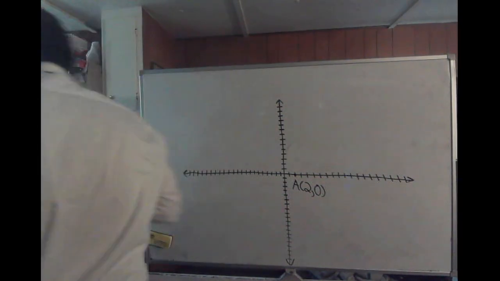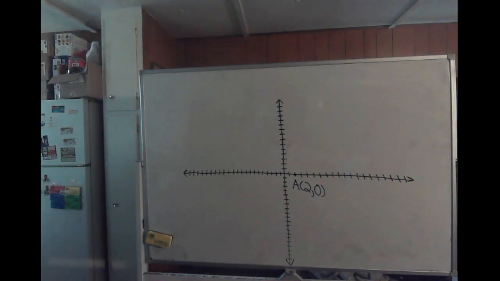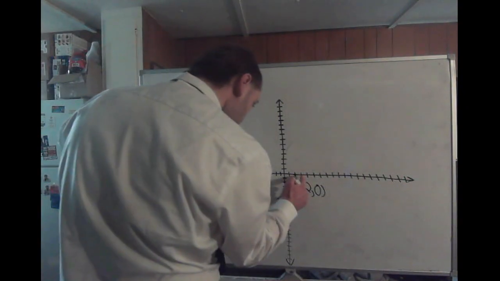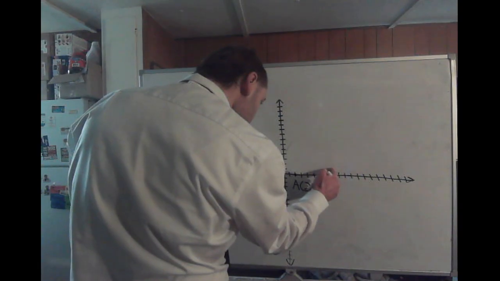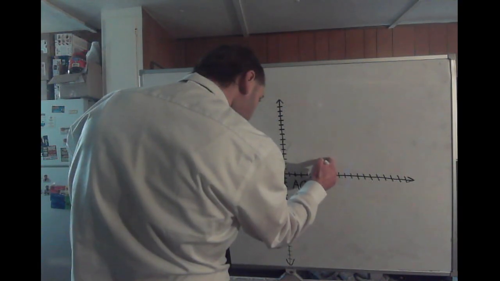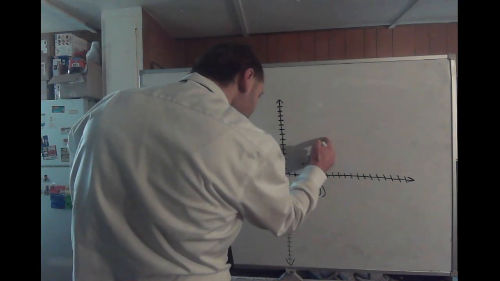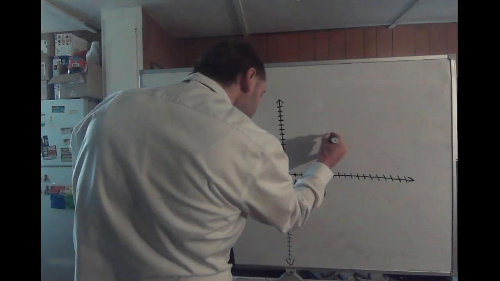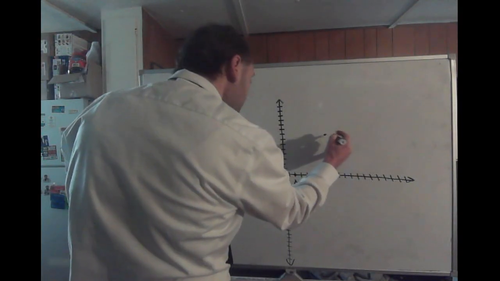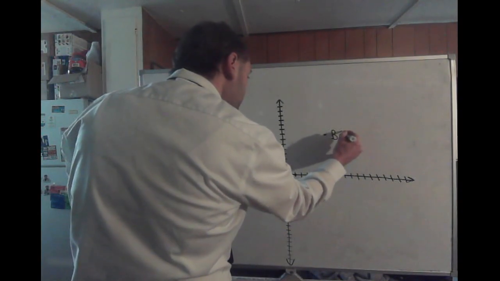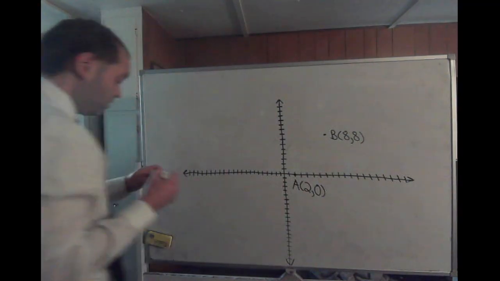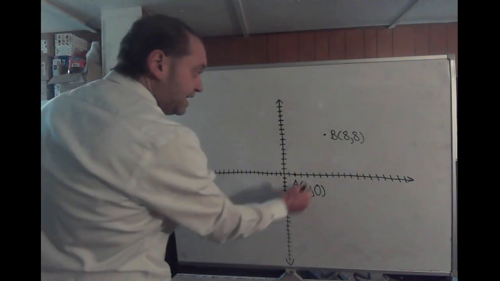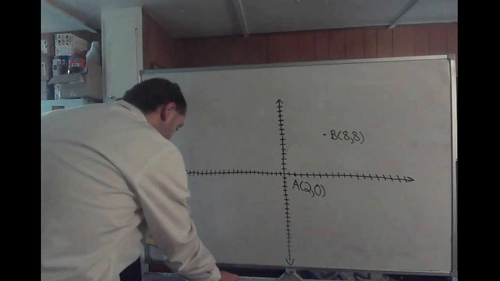Then we're going to go to B, which would be 8, 8. Alright, there it is, right there. So this will be point B, which will have the coordinate 8, 8. So we're going to find a vector from the point A, 2, 0, to point B, which is 8, 8.